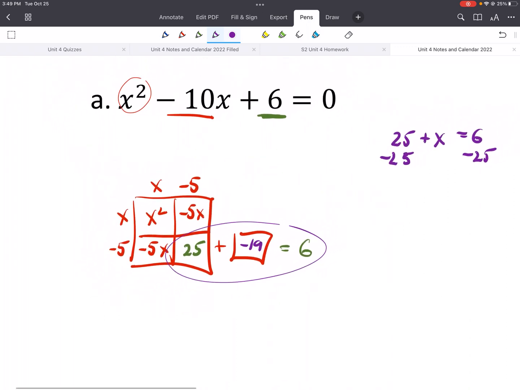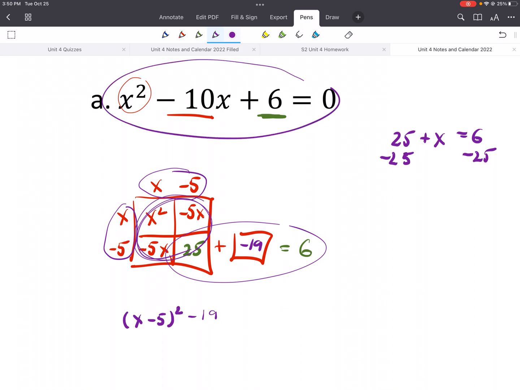Alright, so now we can write down our equation. This is (x minus 5) squared, because again that's x minus 5 times x minus 5, and that's like this whole box. The same thing, it's just writing it as a binomial squared. And then we need to subtract 19 so that the equation is still the same. So we haven't changed what the original equation is. We just put it in a different form.